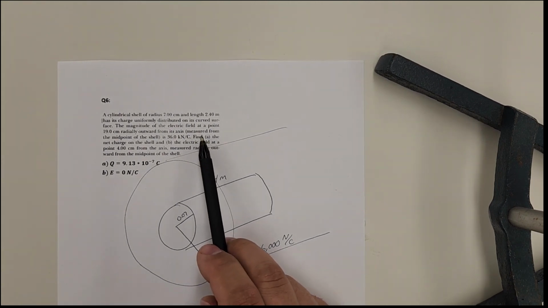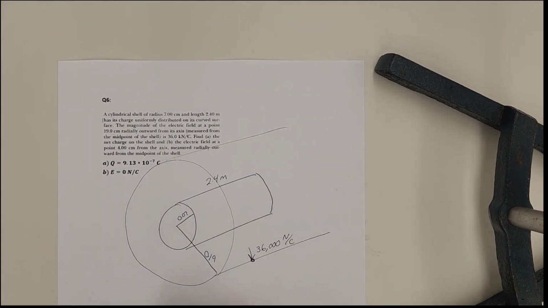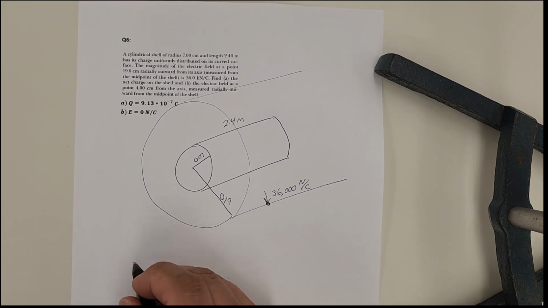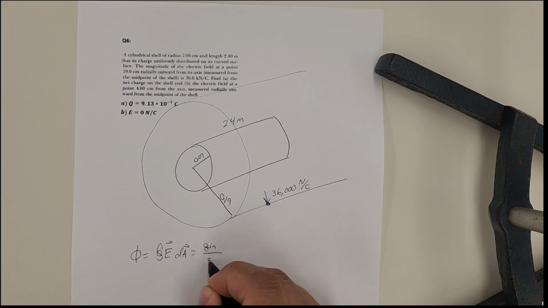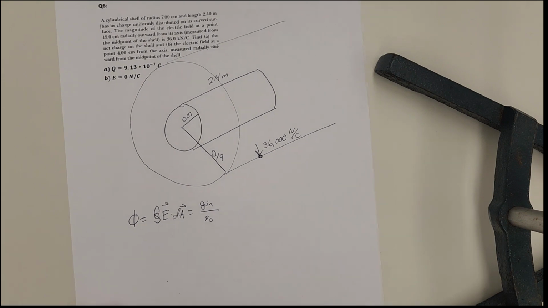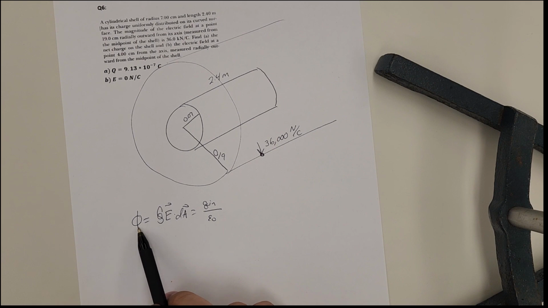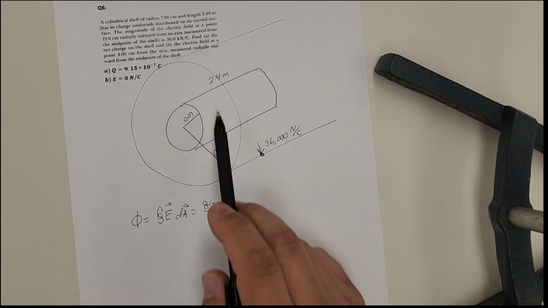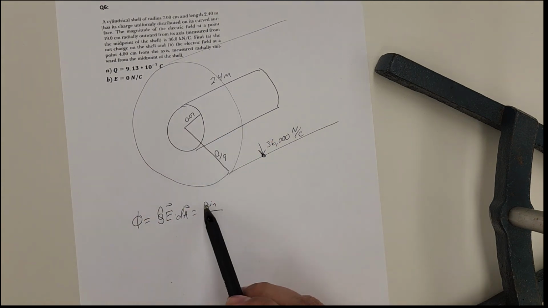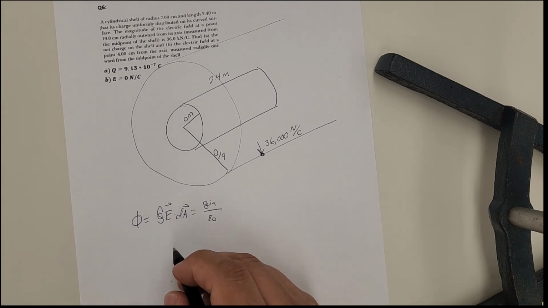Part A, find the net charge on the shell. Okay, so this is a Gauss's law problem. Our flux is equal to the integral of E dot dA, or Q enclosed over epsilon naught. This one told us something a little different. It didn't mention flux, but it did tell us there was a charge. That's what we're actually looking for. Find the net charge on the shell. We want to find Q, and it told us what the electric field was. So we'll start plugging in.